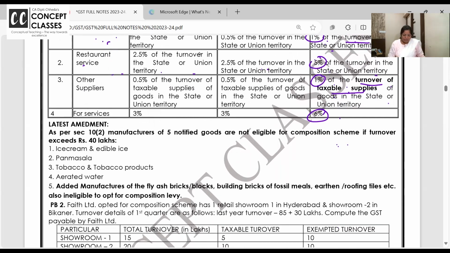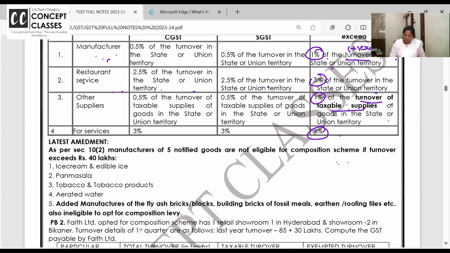Okay, this is an amendment, so given in bold, that as per section 10(2), manufacturers of 5 notified goods are not eligible for composition if turnover exceeds 40 lakhs. Ma'am, just now you said you can go for composition up to 150 lakhs turnover and in the northeastern states 75 lakhs. But for these items, if your turnover exceeds 40 lakhs, you have to take registration anyway, so you will not go for composition if your turnover exceeds 40 lakhs.